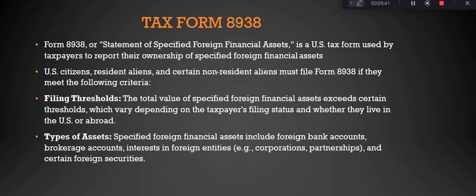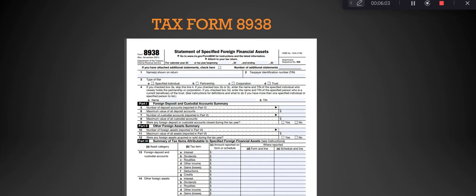What filing threshold means is, after a certain limit of these financial assets, the reporting has to be done. Say, for example, for unmarried and single filing, it is around 200,000 US dollars. If you are married and jointly filing, then above 300,000 US dollars you need to file. So let's see the next important thing.